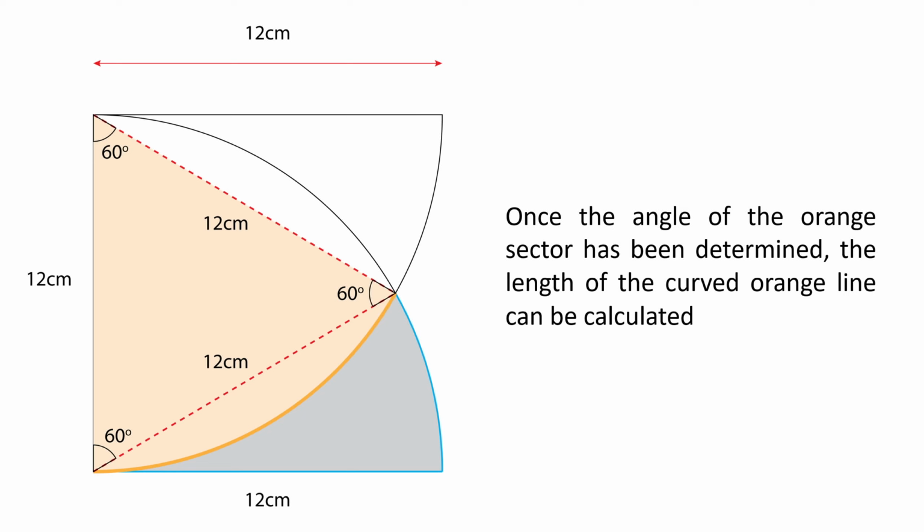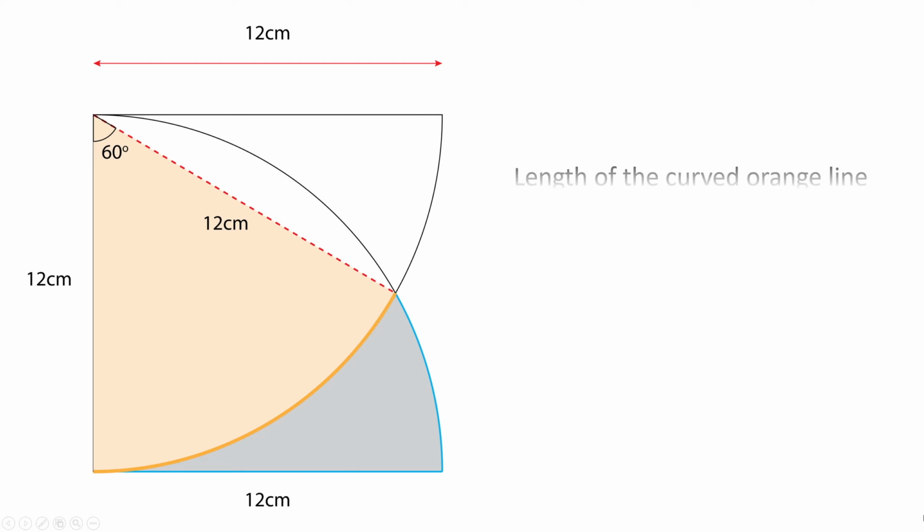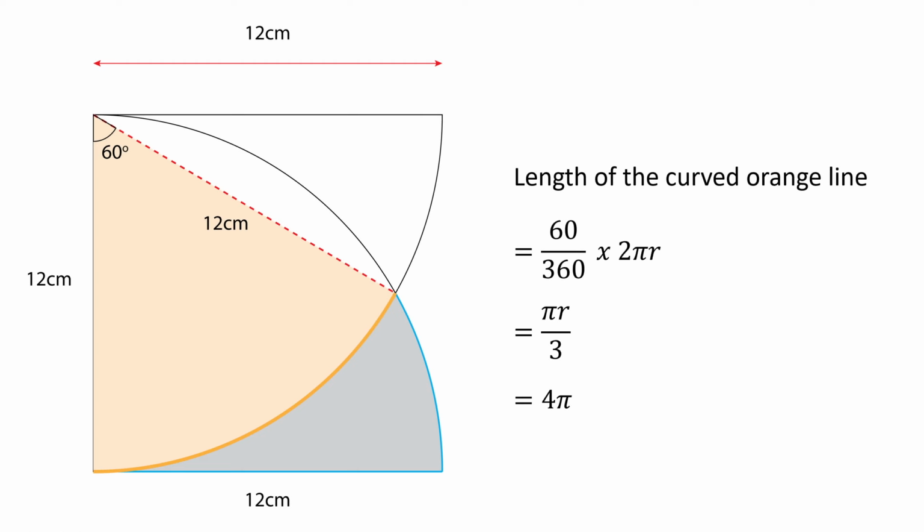Once the angle of the orange sector has been determined, the length of the curved orange line can now be calculated. The length of the curved orange line would be equal to 60 degrees divided by 360 times 2 pi r, which is the circumference of the circle. And that will give us 4 pi.